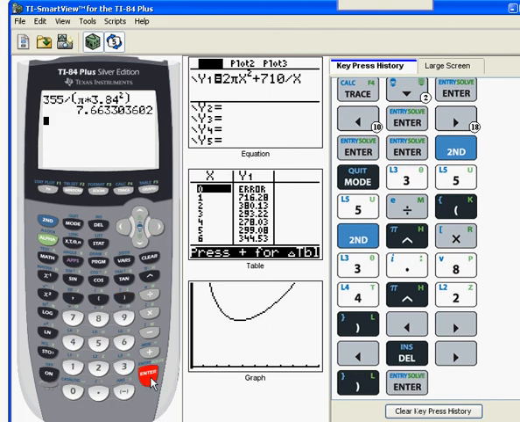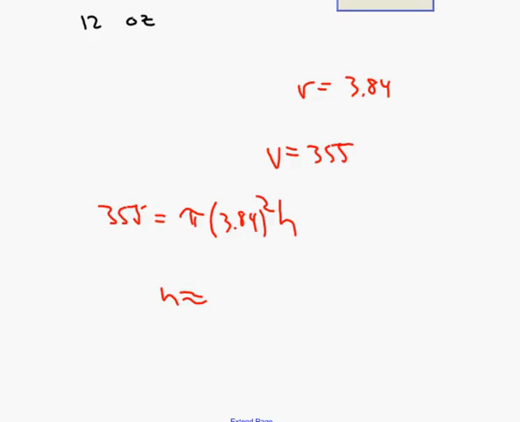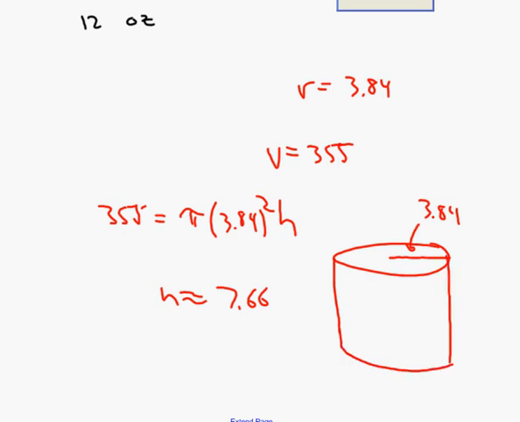Hit enter. And we get this number, 7.663 about. So the height's about 7.66. So that means our idealized can has a radius of 3.84 and a height of 7.66.